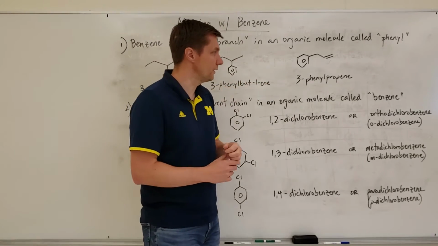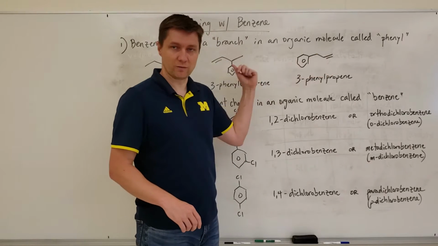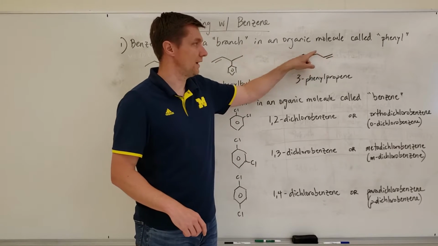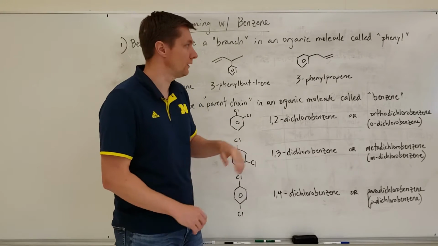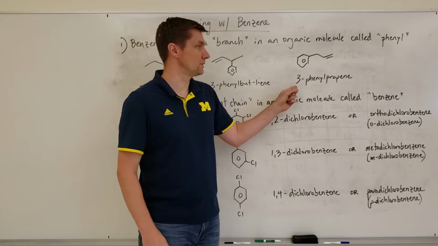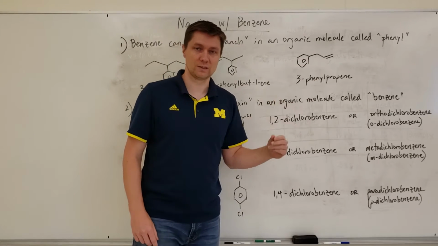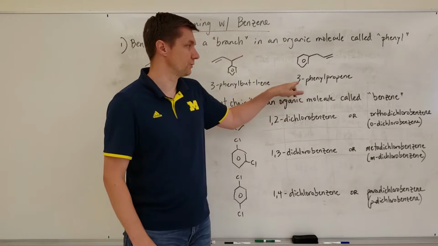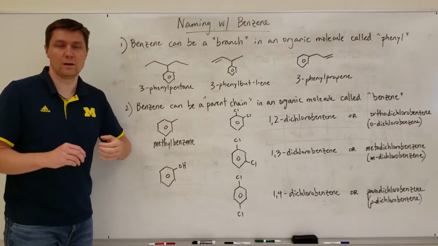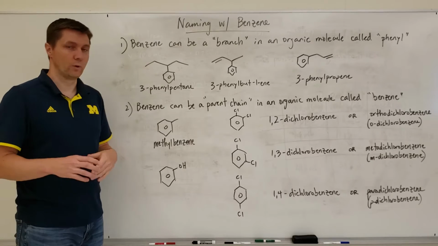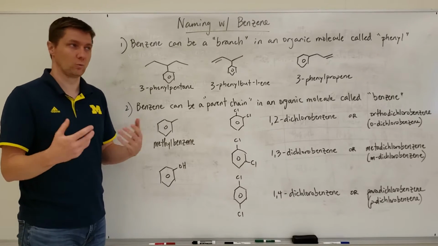And then this one right here, same reason as before, this has to have the numbering system for the parent chain because it's got a double bond in it. And so 1, 2, 3, and this branch, phenyl, or the benzene branch, ends up on carbon 3, so 3-phenylpropene. And so that's how we name organic compounds with benzene as a branch. We use the word phenyl.